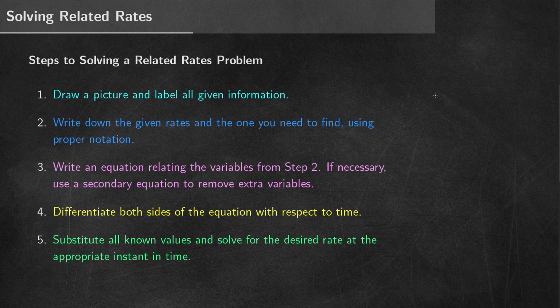That's how we're going to get our rates into our problem. We're going to differentiate implicitly both sides of the equation with respect to time. And then finally, after we take our derivative, we're going to substitute all of our known values into the problem and solve for that rate that we're looking for.